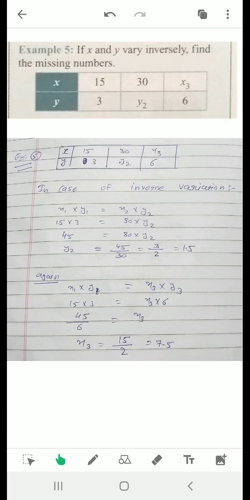Similarly, x1 multiply y1 is equal to x3 multiply y3. Again we will write this, x1 multiply y1 equals x3 multiply y3, because in the case of inverse variation the product of two quantities always remains the same. Okay, so 15 multiply 3 equals x3 multiply 6. Similarly we can find the value of x3. Okay, so 45 upon 6, that will be 7.5.